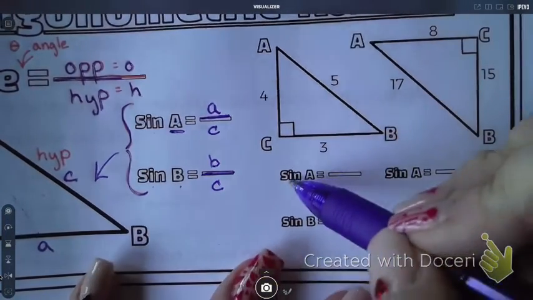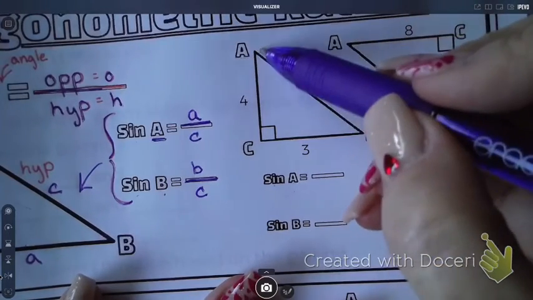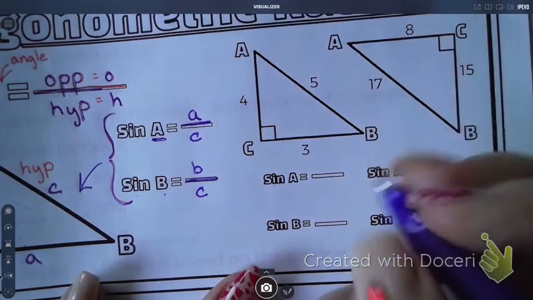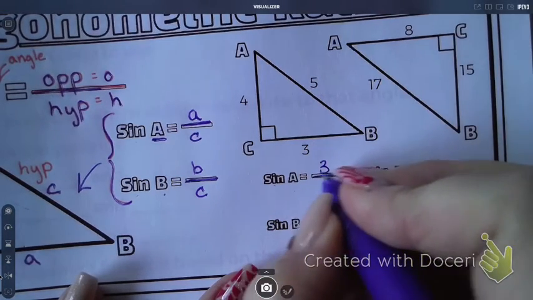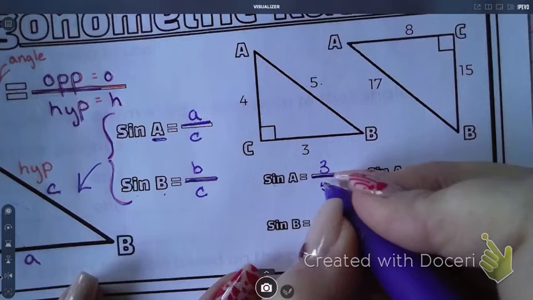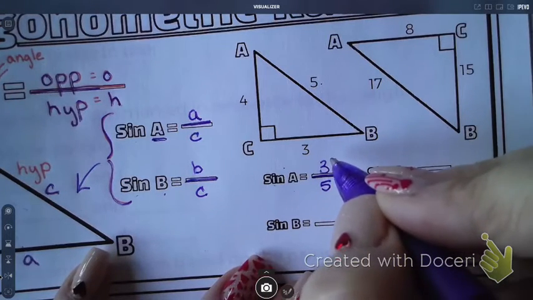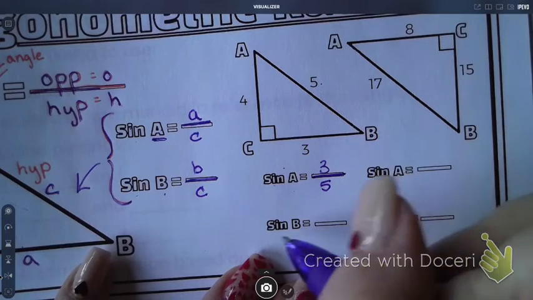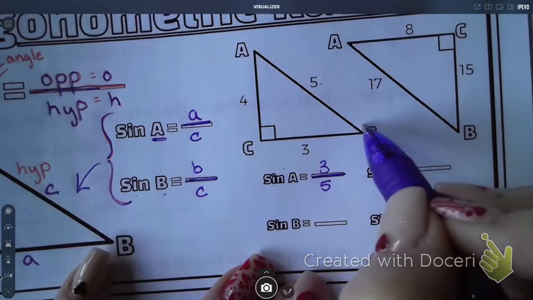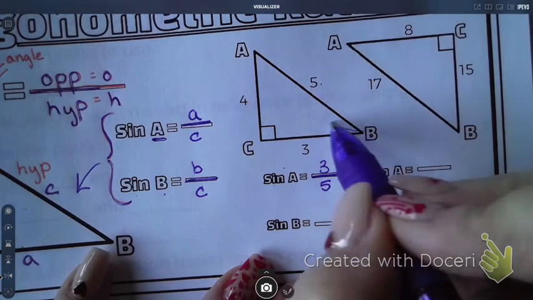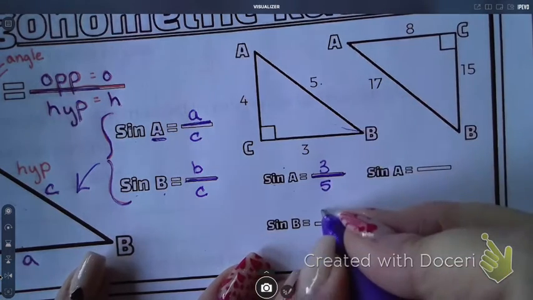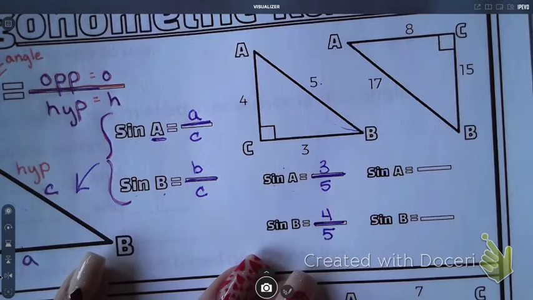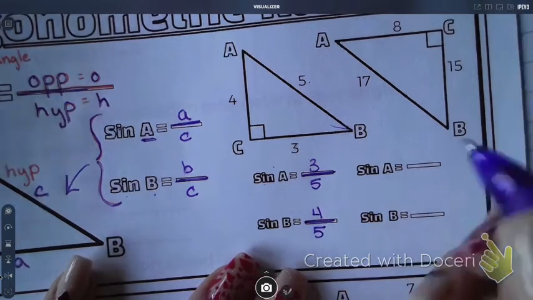Okay, so I have the sine of A first. So A is up at the top, yes? So what side is opposite A? 3. So it's 3, and the hypotenuse is what? 5. So the sine of A is 3/5, or 3 over 5. So now I need the sine of B. So I go to B, and opposite of B is 4, and the hypotenuse is 5. So it's 4/5. Make sense? Okay, why don't you guys try the next one?